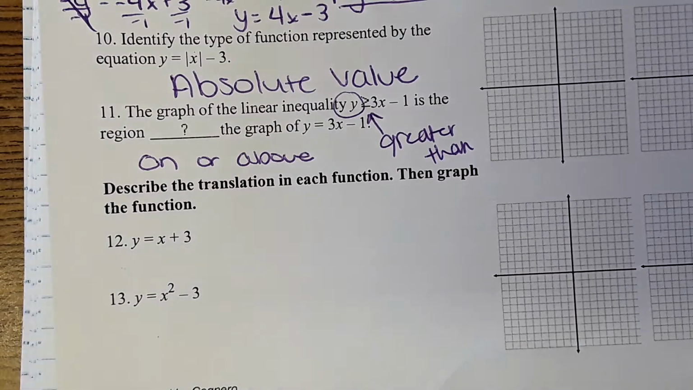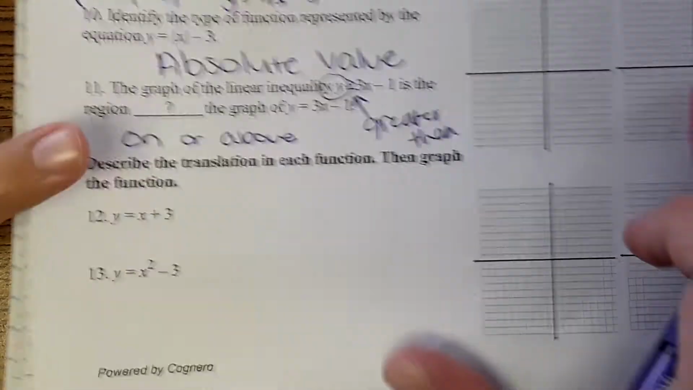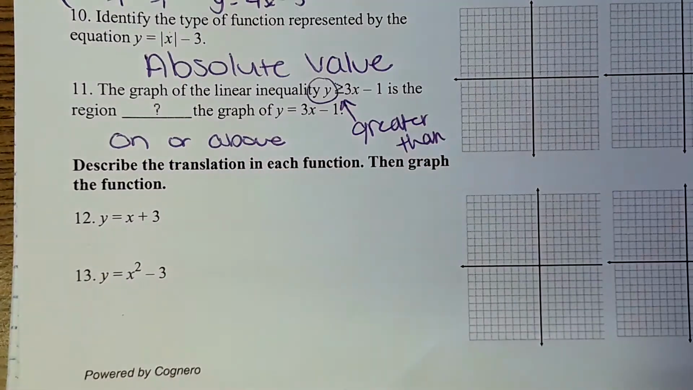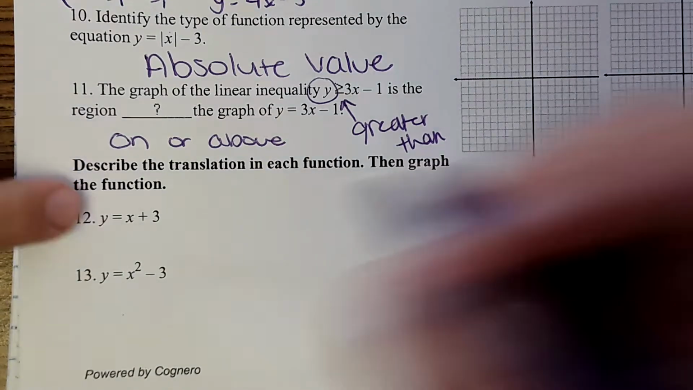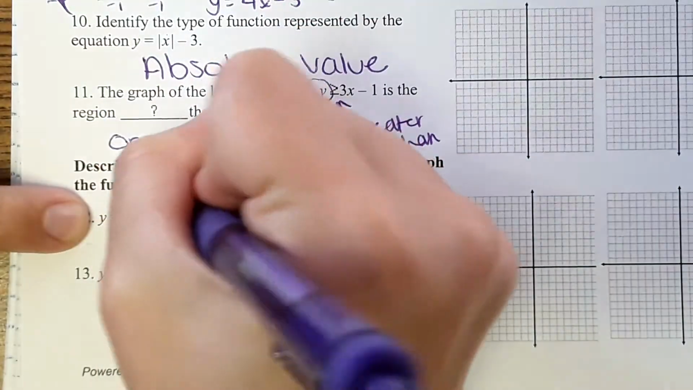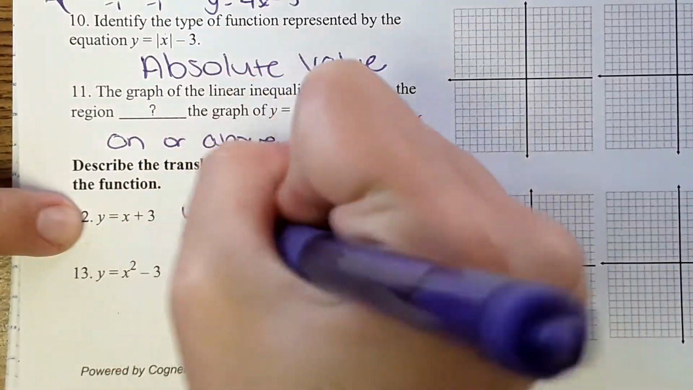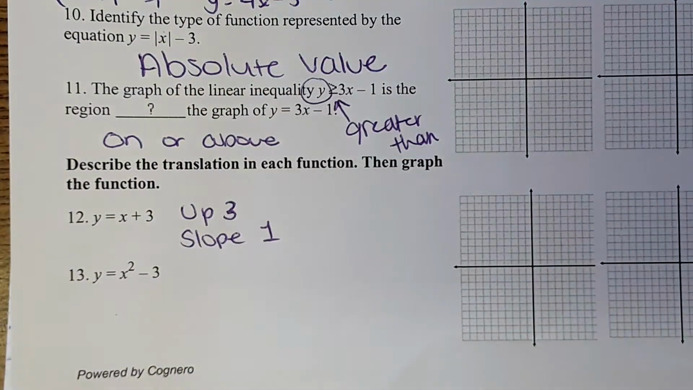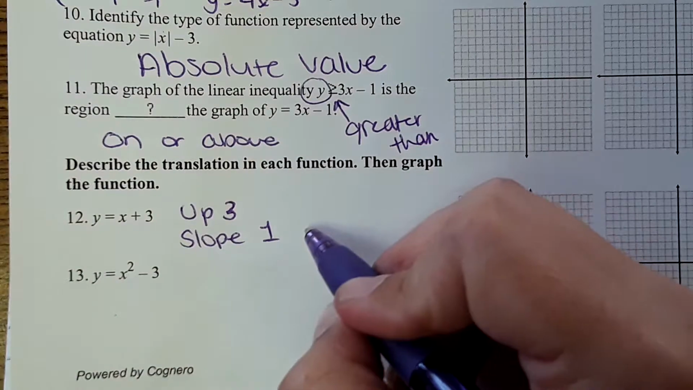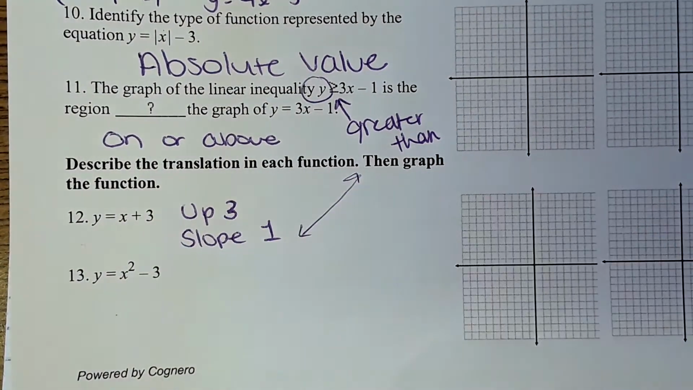Describe the translation in each function and then graph the function. So here we have equations right here. The translation for this one would be up 3, with a slope of 1. Unless it's in the parentheses, it won't be left or right. This is just an equation of a line. It's not in the parentheses or anything, so it's just up 3.